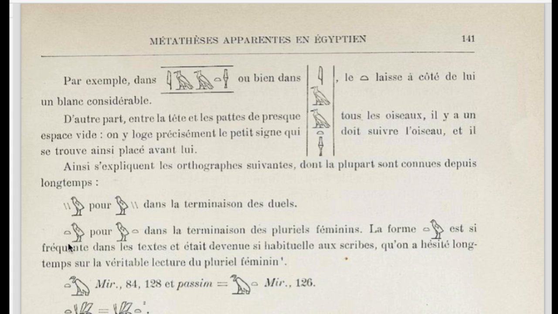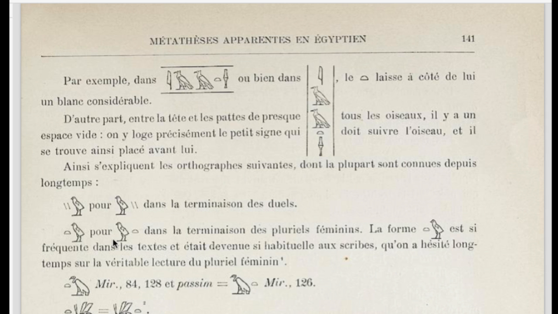Likewise, we have the bread loaf before the quail chick for the proper spelling of the quail chick, then the bread loaf. Because see, here it forms a better looking square. Here it leaves a lot of blank space, and the scribes did not like that. And this is for the termination in the plurals, the ending in feminine plurals.